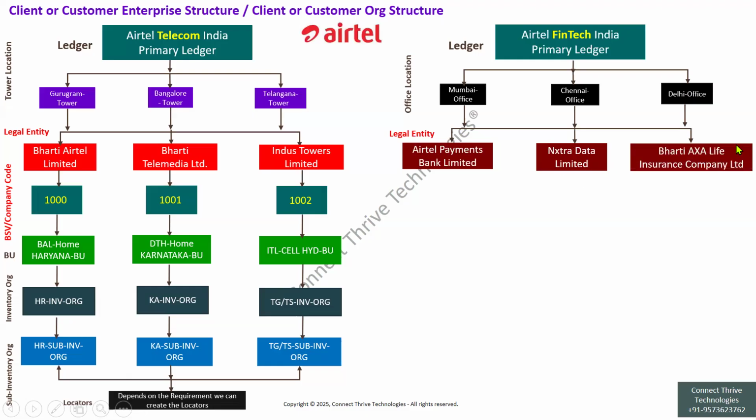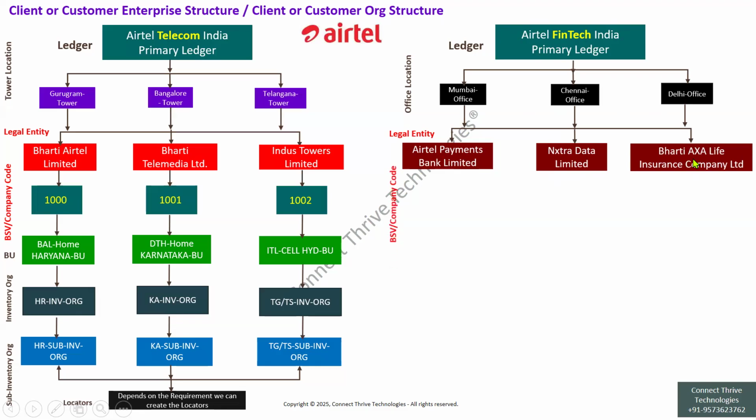Next, they have Bharti AXA Life Insurance. This is a life insurance company. So these three entities they want to maintain at the fintech level. That's where we are creating one more primary ledger for fintech purposes. There we will maintain these three legal entities.